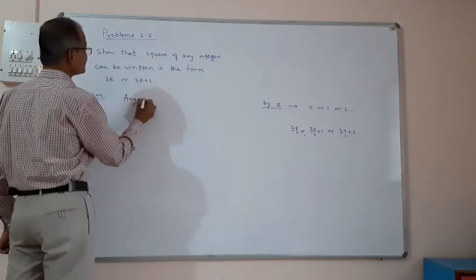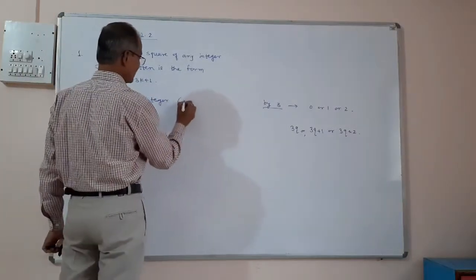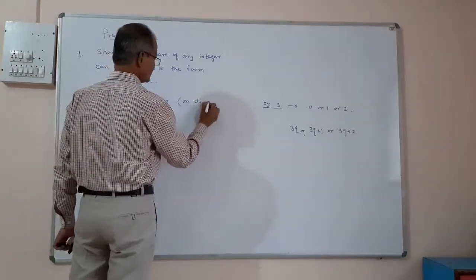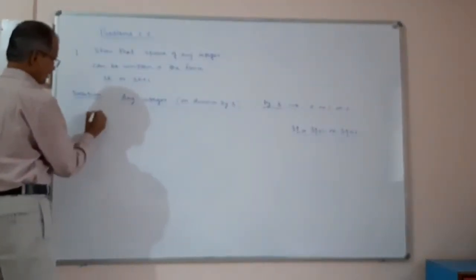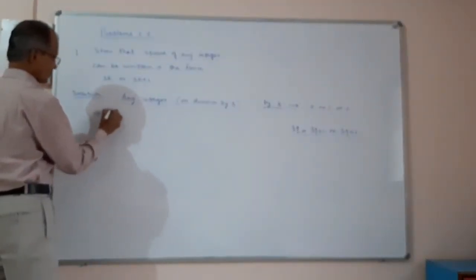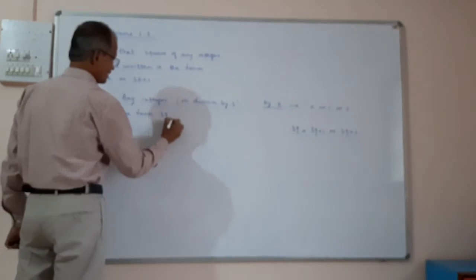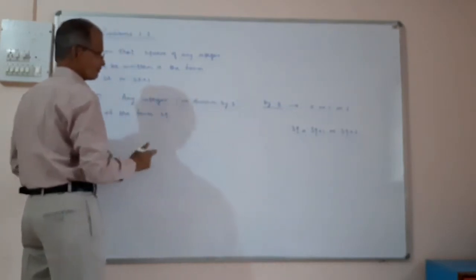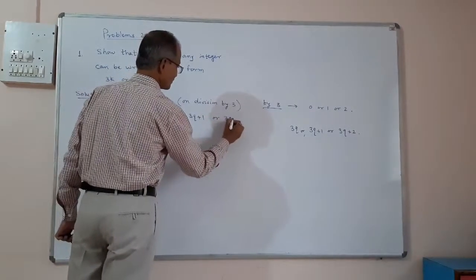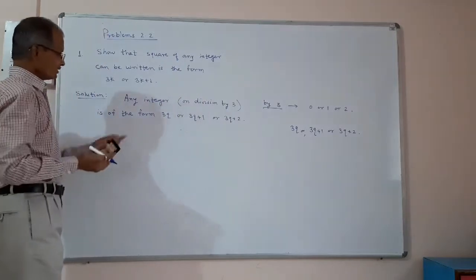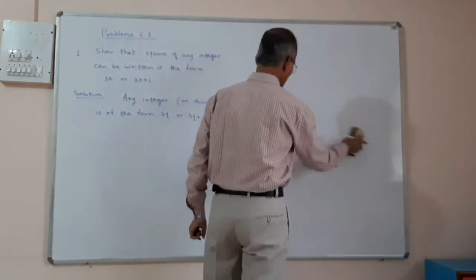Now we shall write like this. Any integer on division by 3 is of the form 3q or 3q plus 1 or 3q plus 2. So thus any integer is of one of these three forms. Now we shall show its square. What is the form of its square?